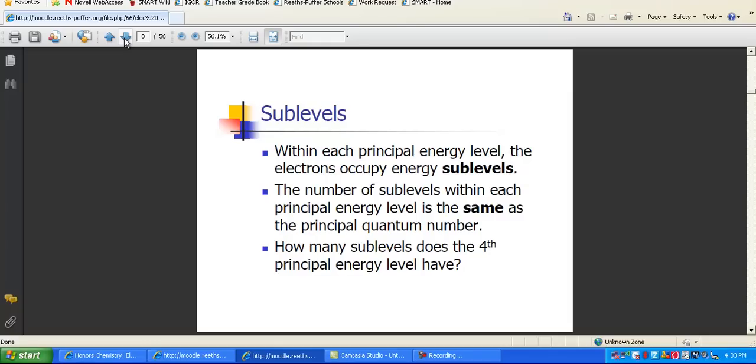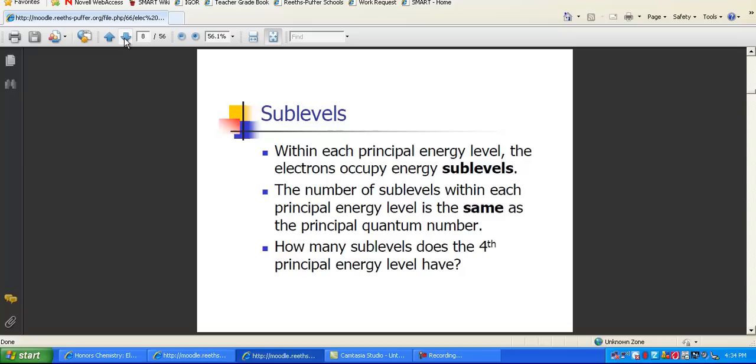Third energy level, third ring around. In our mind, we've got to start expanding what it looks like. It has three different sublevels, an S, a P, and a D-shaped cloud. Finally, the last bullet on this slide: how many sublevels does the fourth principal energy level have? Well, of course, we'd say four, an S, a P, a D, and an F-shaped orbital. Those letters, S, P, D, F, tell us the sublevel. They are indicating the shape of the cloud.